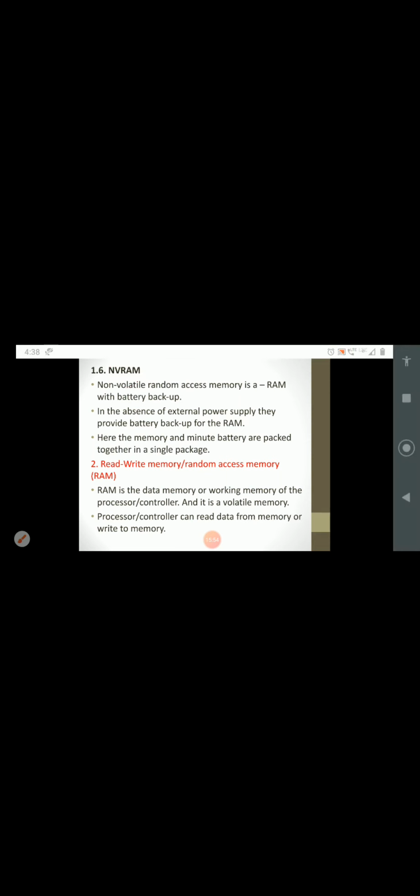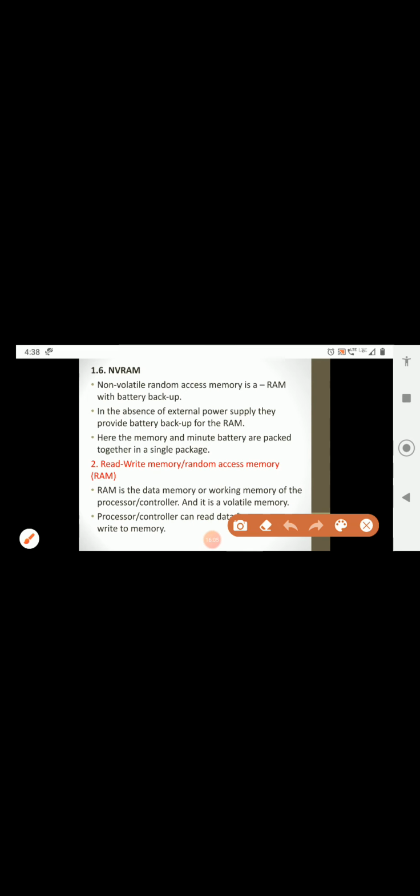Actually, they have used this NVRAM in both ROM as well as RAM. We can see here we have used this NVRAM here also. In the RAM also we have used NVRAM, and in ROM also we have this NVRAM. So this NVRAM, that is non-volatile RAM, can be used as both RAM as well as ROM. That's why we are using it in both cases.